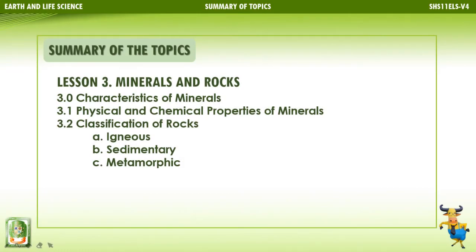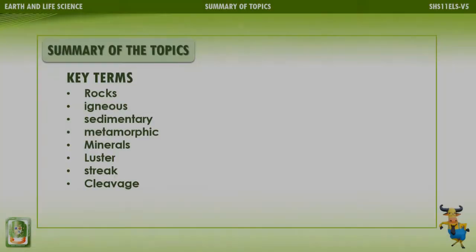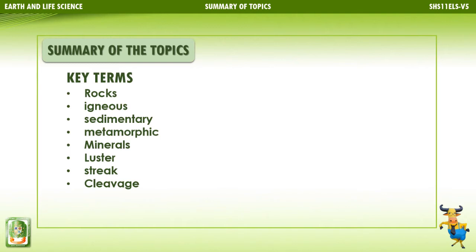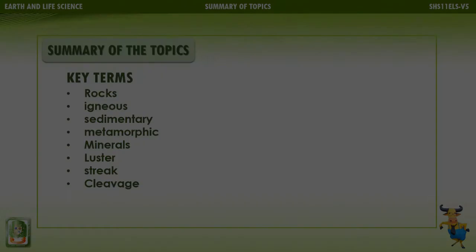Number 2, classify the different kinds of rocks. Summary of the topics. Lesson 3. Minerals and Rocks. 3.0. Characteristics of minerals. 3.1. Physical and chemical properties of minerals. 3.2. Classification of rocks. A. Igneous. B. Sedimentary. C. Metamorphic. Key terms. Rocks. Igneous. Sedimentary. Metamorphic. Minerals. Luster. Streak. Cleavage.